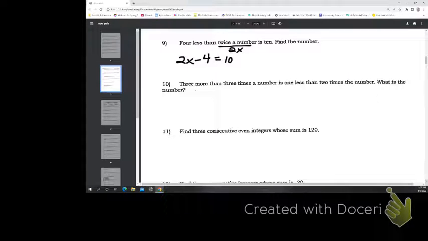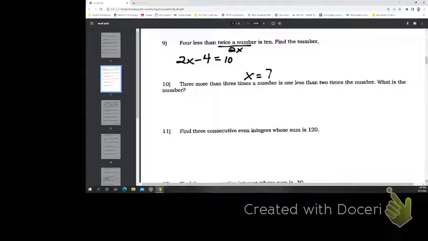So do you see why I called it turnaround? Because less than, we're taking the 4 away from the 2 times x for the twice x. And then is 10, there's our equal. And then, of course, we can solve that to find out that the number is 7. And since it's just a number, you could say the number is 7, but just 7 is fine.